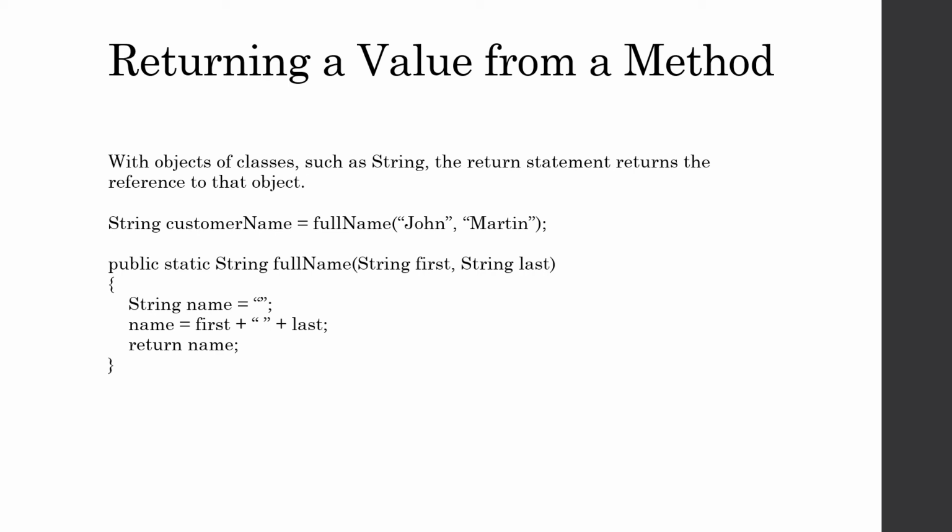String name is going to be initially empty. We'll then go ahead and create a name which is equal to just the first and last name with a space in between them, and then we'll go ahead and return that name.